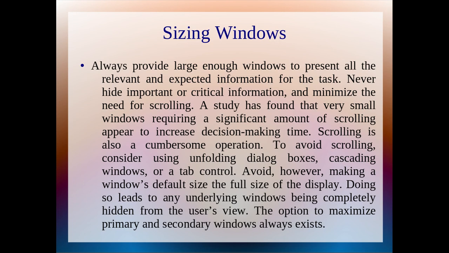A study has found that very small windows requiring a significant amount of scrolling appear to increase decision making time. Scrolling is also a cumbersome operation. To avoid scrolling, consider using unfolding dialog boxes, cascading windows or a tab control. Avoid, however, making the window's default size the full size of the display. Doing so leads to any underlying windows being completely hidden from the user's view. The option to maximize primary and secondary windows always exists.